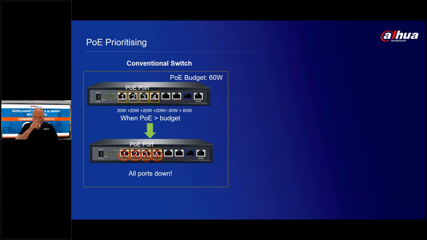So in terms of that, let's stick on the subject of power and power management and how we prioritize the power allocation. Now, all PoE switches have what's known as a budget. In this example, the budget for the port of the PoE switch is 60 watts. So if we connect here, for example, four devices, each drawing 20 watts of power, you can see the requirement is 80, the capacity of the switch is 60, and therefore what will happen is the switch will shut down and it will cut off the power to all of those devices.